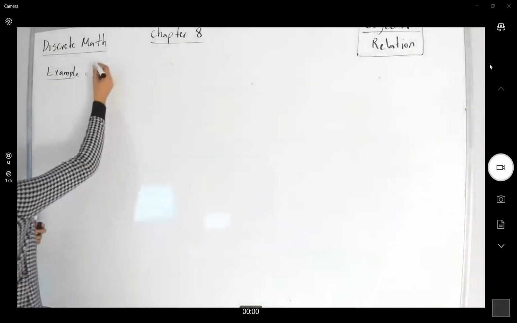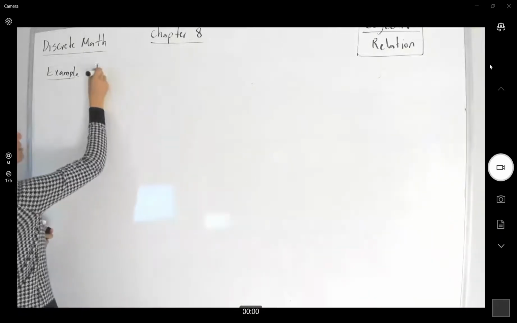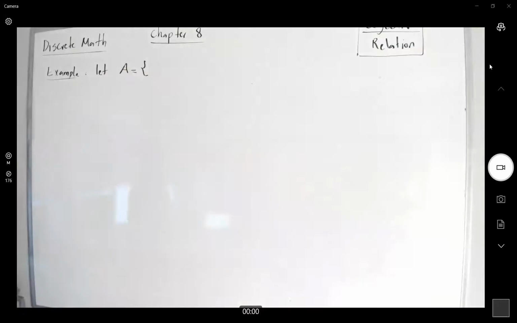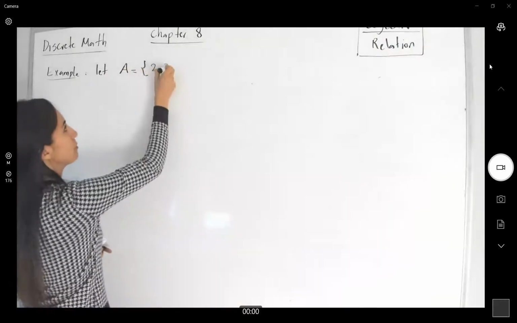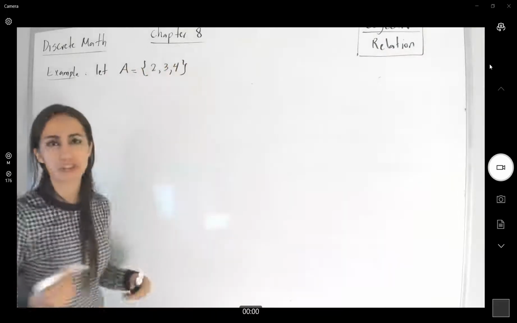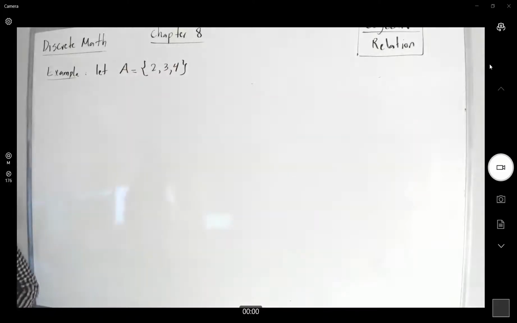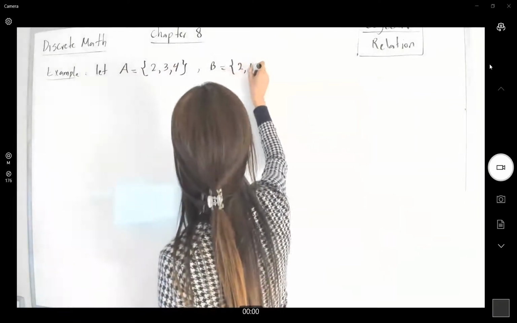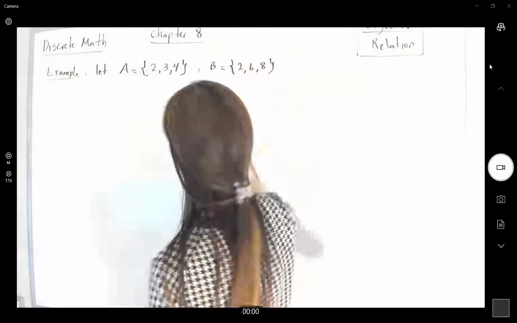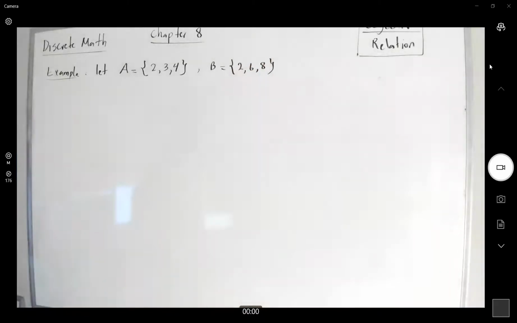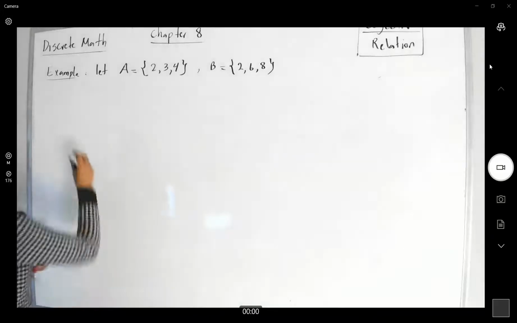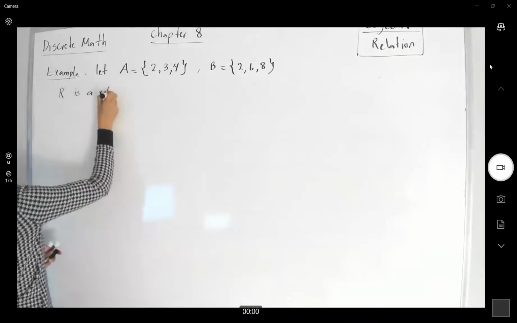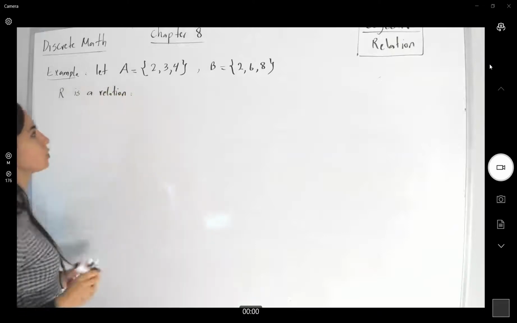So another example for you. Let set A be equal to 2, 3, 4. The cardinality of this set is just 3. And we're going to define another set B, 2, 6, and 8. And we're going to define the relation R this way. R is a relation which is defined this way.